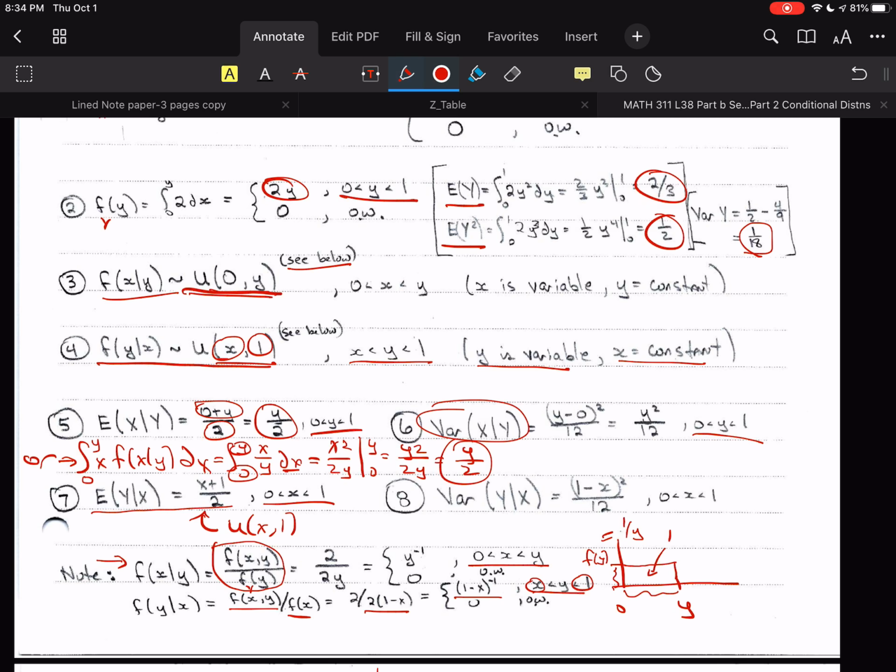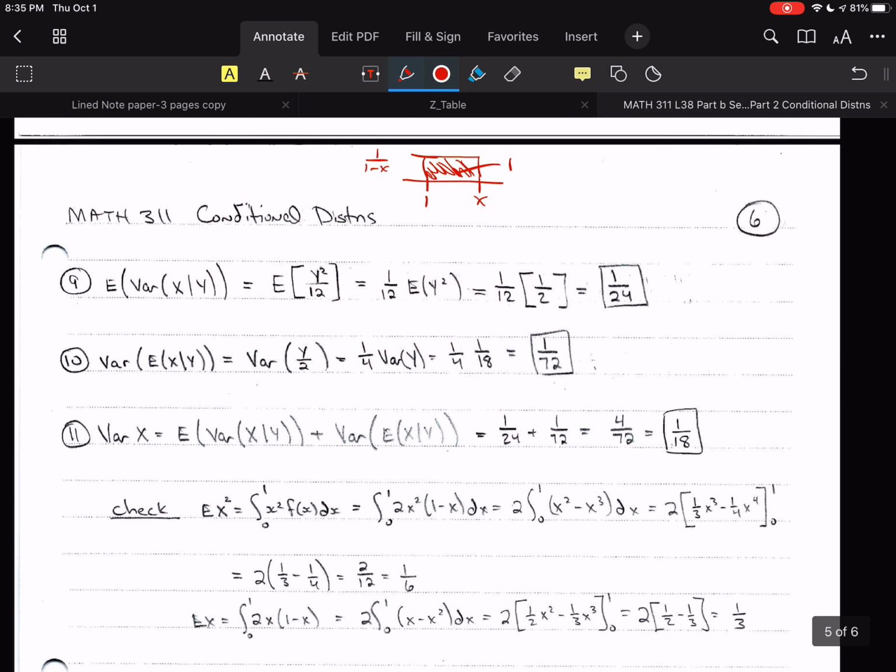So that's a lot faster than going through the calculation, but you could get there going through the calculation as well. All right? So you figure out E of x squared given y, and you can find variance of x given y. Now, the variance of y given x, in this case, we have the uniform again, but from x to 1. And so we take 1 minus x, quantity squared over 12. Again, the variance of the continuous uniform distribution. And x is between 0 and 1.